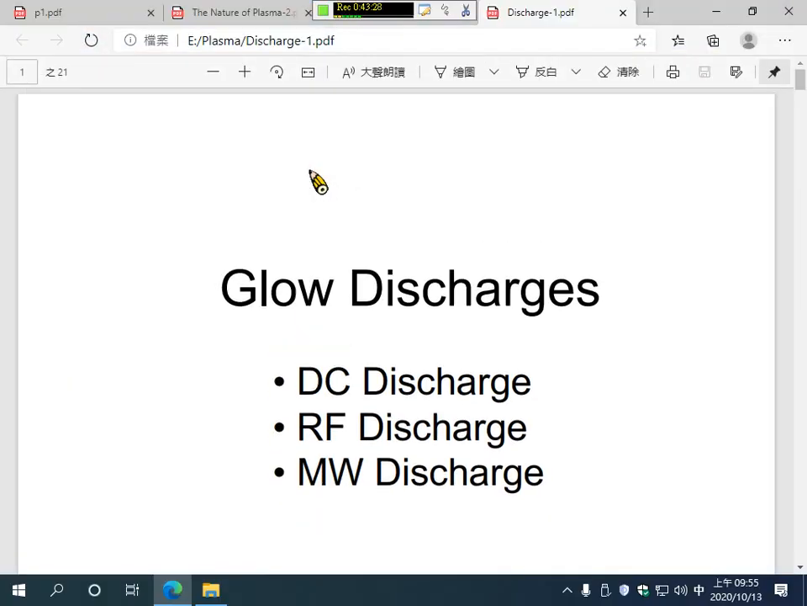Okay, the new chapter is DC discharge. So in our course, I will go through 3 kinds of discharge techniques. So the first one is DC discharge, and then RF, radio frequency discharge. So the radio frequency discharge is the AC discharge, but with high frequency AC, and then the microwave discharge.